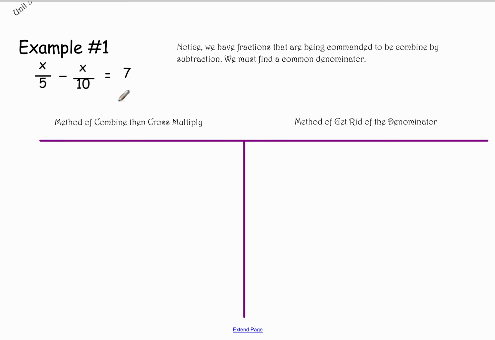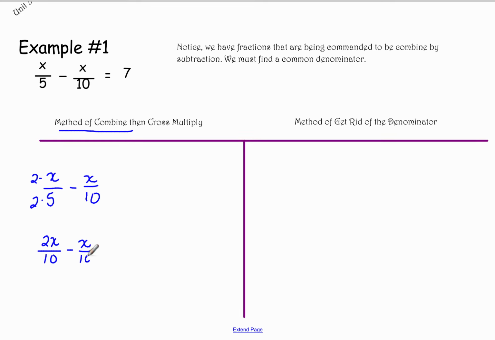So the first one here says method of combine, then cross multiply. So I have an x over 5 minus an x over 10. So that's the only part I'm going to concentrate on right now. I'm not going to write the equals 7. So I have to find a common denominator, which means I'm going to multiply this by 2, multiply this by 2, and I get 2x over 10 minus x over 10.